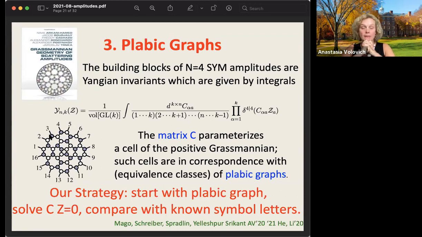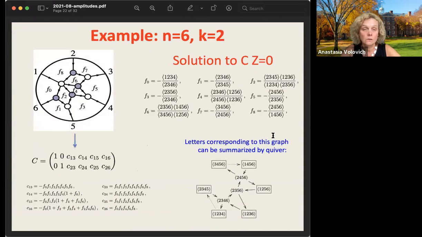We're going to start with the Plabic graph, which comes with some matrix C. We draw a picture, go to Jake's code, write the matrix C, and solve C·Z=0. Very, very simple. Then we compare to the known symbol letters. I should also say that simultaneously with us, there was a work by He and Lin, who also did the 8-point square root.